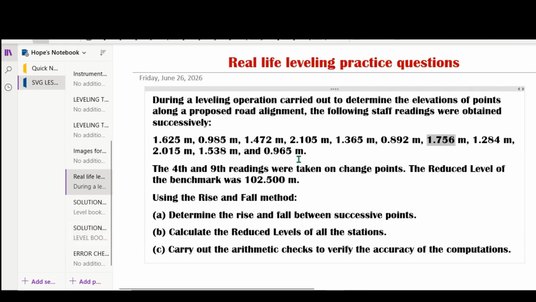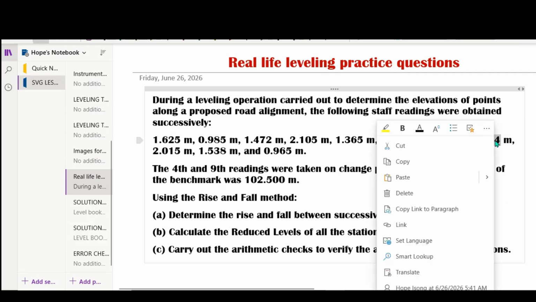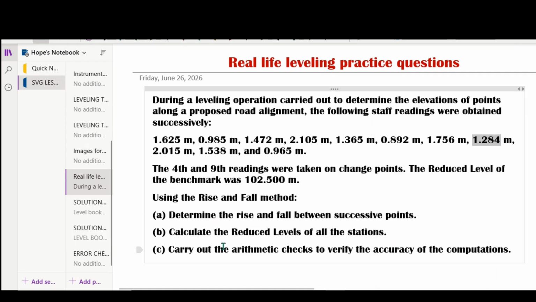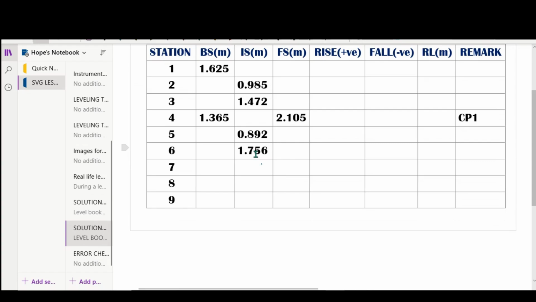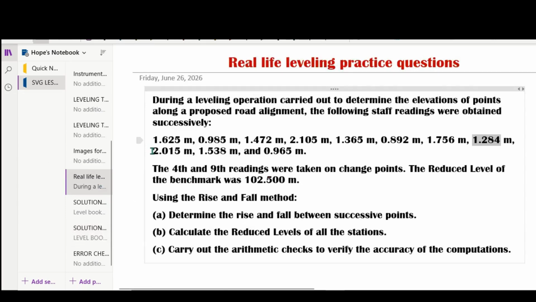Next one is intermediate. Where's this 9th reading? Let's get it done. Intermediate. This thing keeps coming down, I don't know why. Still going to be intermediate. Now let's count the readings: 1, 2, 3, 4, 5, 6, 7, 8. That means the 9th one is going to be here.